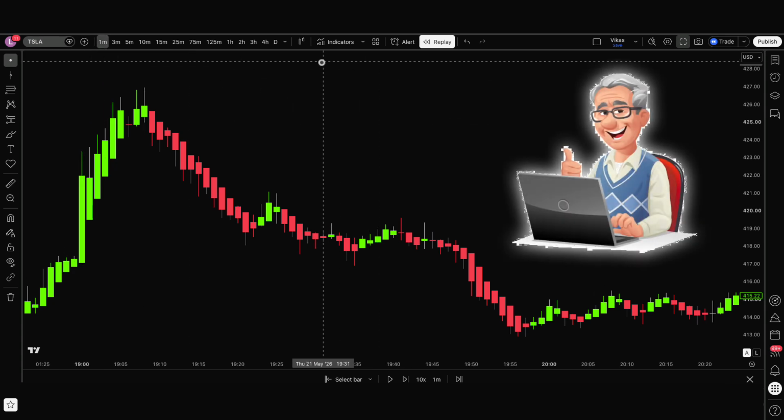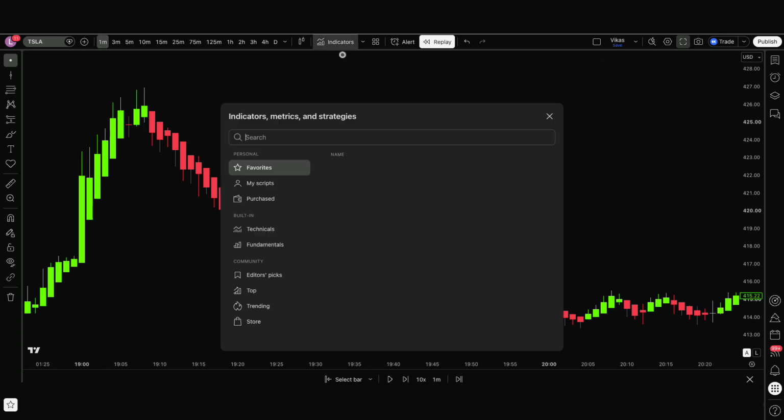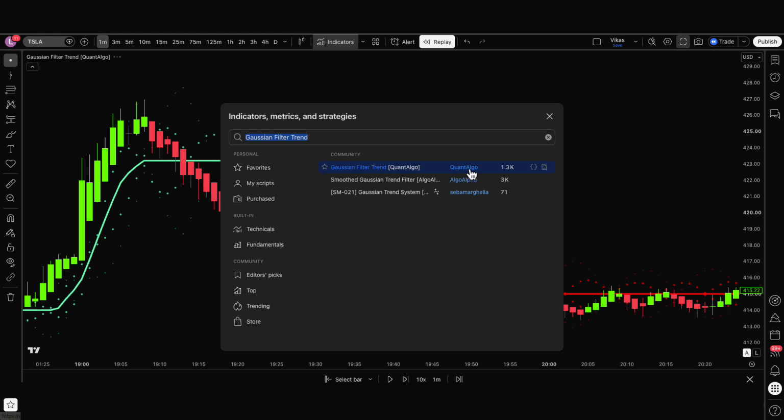Next you'll want to find those magic indicators. Head over to the Indicators tab and search for the Gaussian filter trend. Select the indicator made by QuantAlgo and add it to the chart.